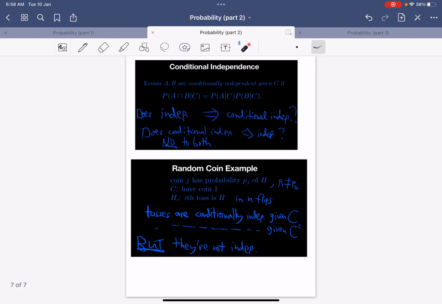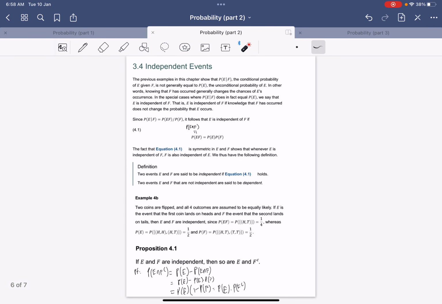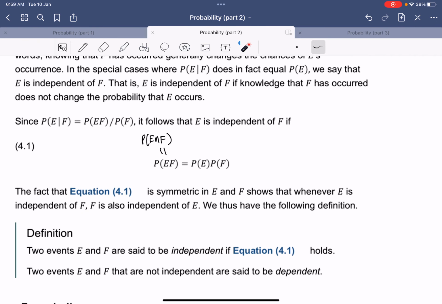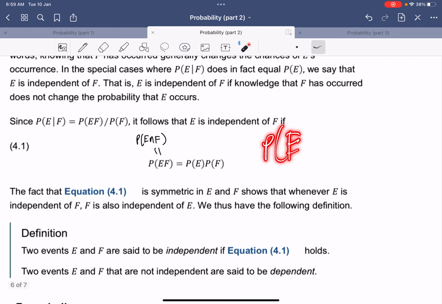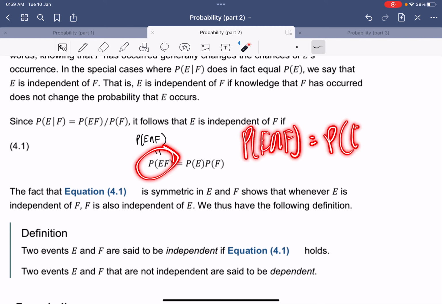Lastly, I'll go through a quick overview of independent events, and really it just means that the outcome of one event occurring does not affect the other. And so the probability of E given F is the probability of E. And so what we really want to define is that the probability of E intersect F will just equal the probability of E times the probability of F.